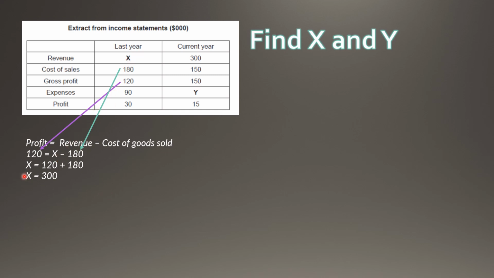Now, of course, we need to do a little bit of rearrangement. So we need to bring the 180 over to the other side. So you have 120 plus 180, and you get 300. So you now have your x. This 300 here, of course, represents 300,000, because here it states it is in thousands.